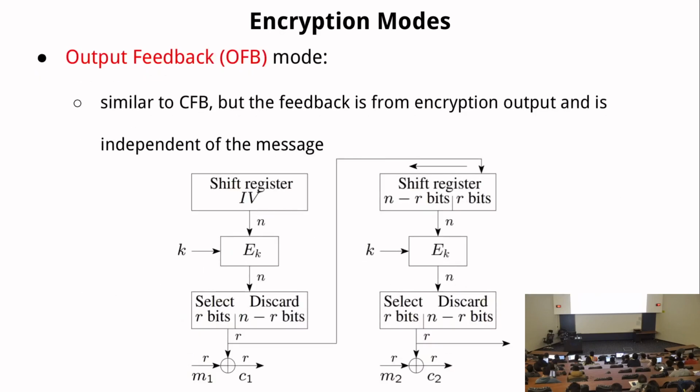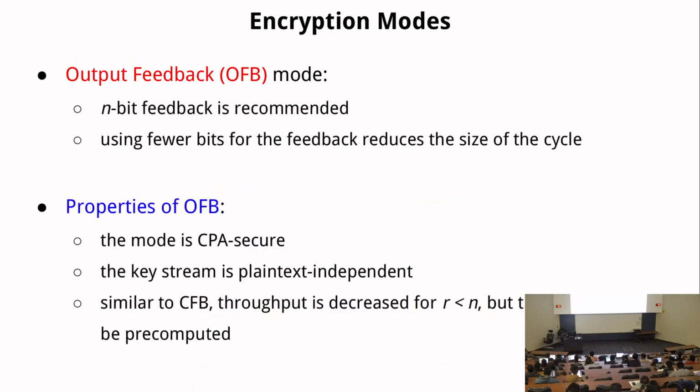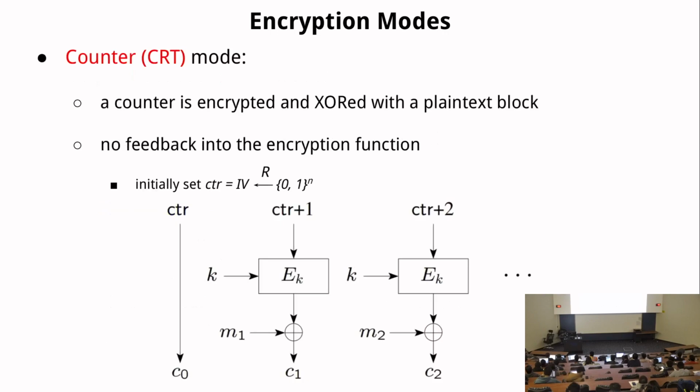Let's say another one is called output feedback mode. What this one does is we have the IV. The IV will go to the encryption. Then we are going to select some bits here. Some of the bits will go to the second round, and some of the bits will be used in the current round. But still, it's sequential, right? So that's why we desperately need something fast, something where we can encrypt each block independently.